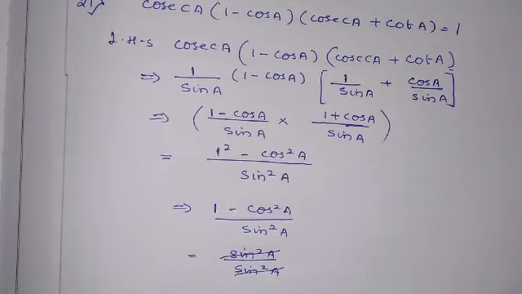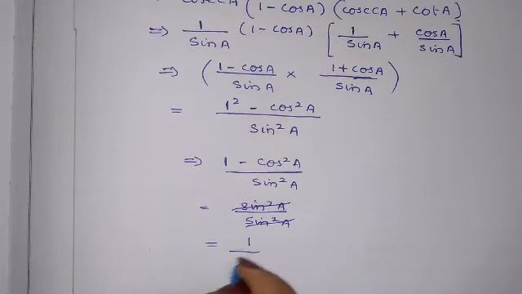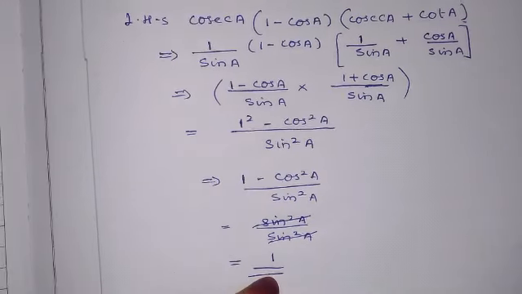Sin square A gets cancelled. So the answer is 1. They told us to prove the answer is 1, so we got the answer 1.